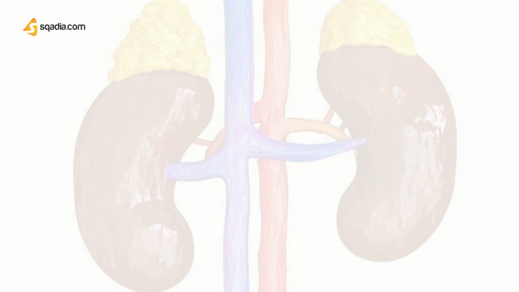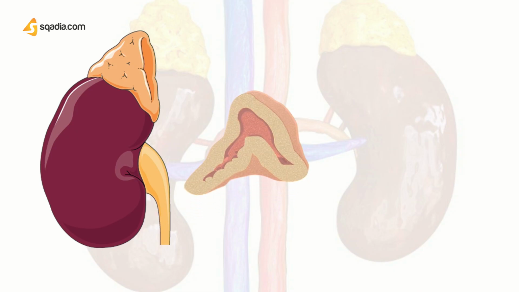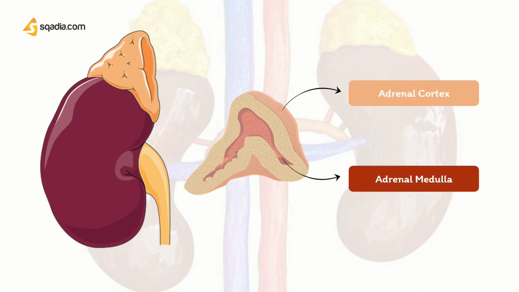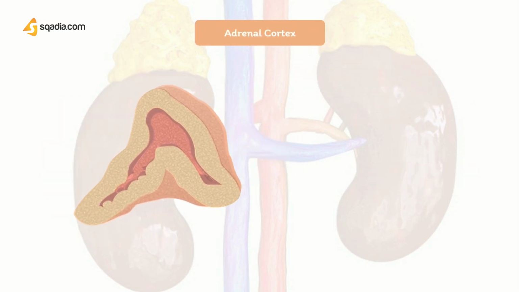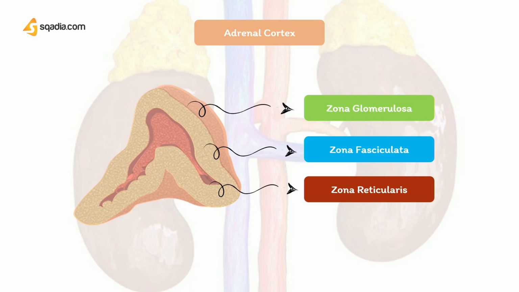Let us recall the anatomy and physiological aspects of adrenal glands. Here we have the capsule, followed by the adrenal cortex, and then the medullary region. The adrenal cortex is made up of three layers: Zona Glomerulosa, Zona Fasciculata, and Zona Reticularis.